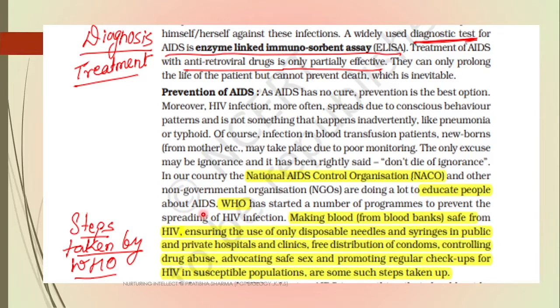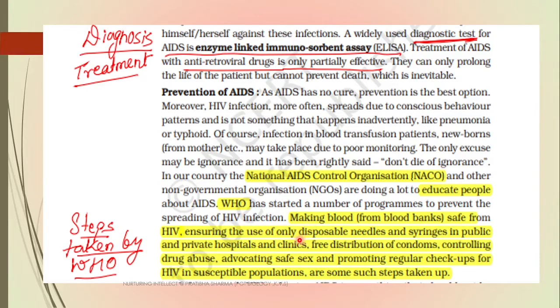prevented from spreading. Now, what are the steps taken by WHO? WHO ने क्या स्टेप्स लिए हैं? पहला, जब भी ब्लड बैंक में कलेक्ट होता है तो it is first screened before collecting the blood from a donor, it is first screened for HIV infection.